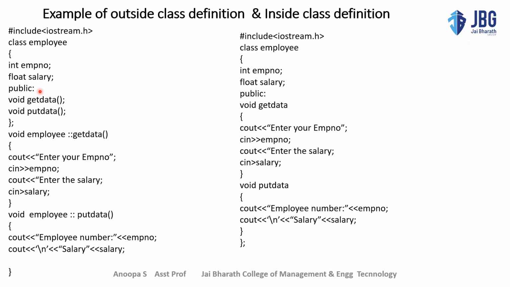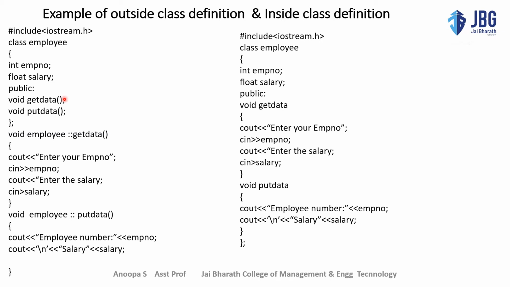First we will see outside class definition. So hash include iostream.h. Now this is my class employee. So class employee, int employee number, float salary. Then public colon. Then void get data and void put data. These are my member functions. These are my member data. So I am closing this class.